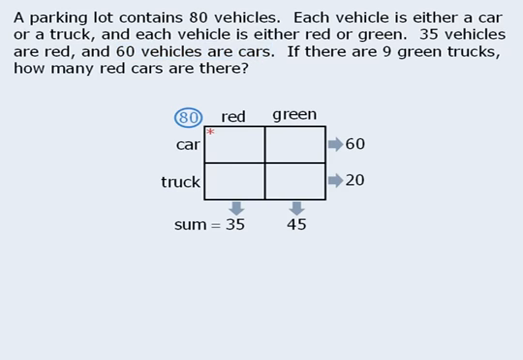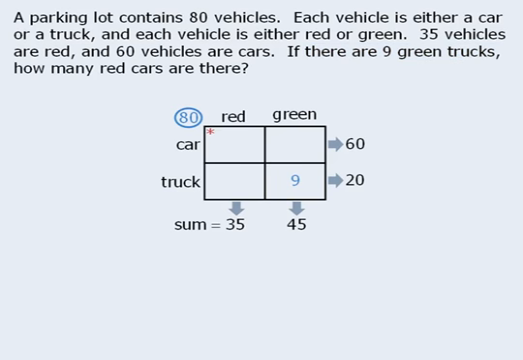At this point, we don't have any information about the number of vehicles to be placed in each of our four individual boxes. We only know the sums of the boxes in each row and each column. To fill in each box, we need a seed, and here it is. We are told that there are 9 green trucks. Since this box is reserved for green trucks, we can add 9 to this box.